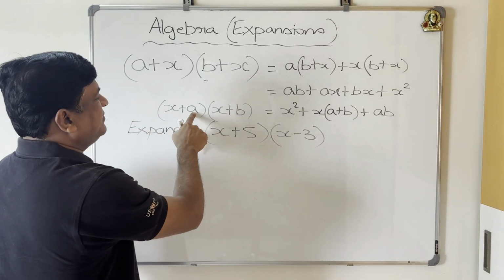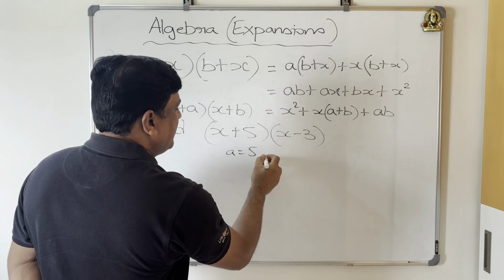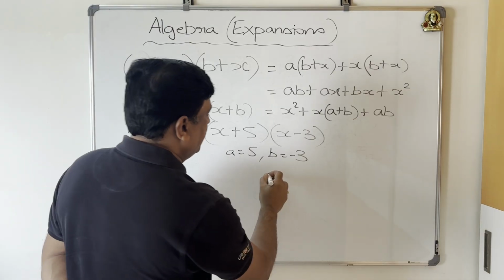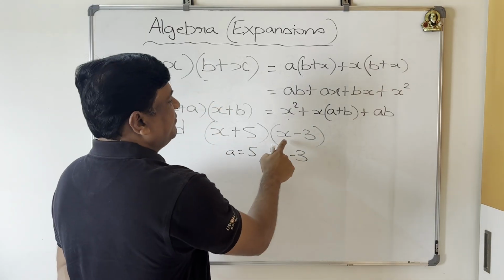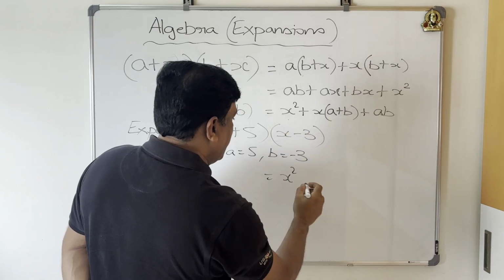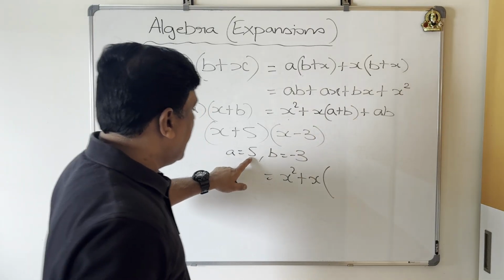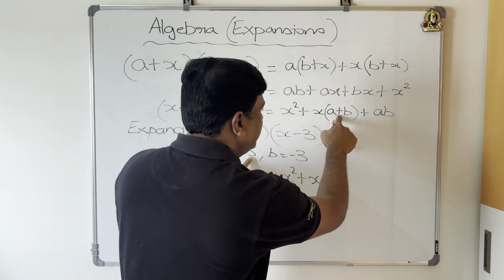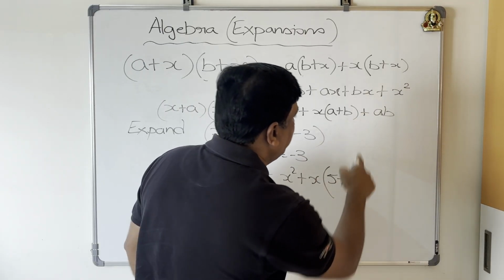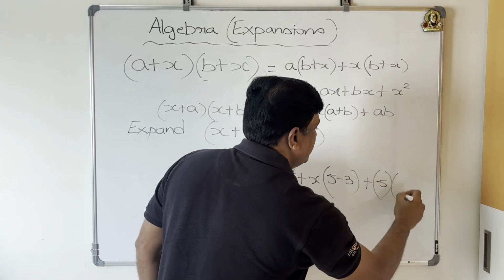What do you have? Plus a and plus b. What is a here? a is equal to 5 here and b is equal to minus 3 over here. I'm going to just replace that over there. So if this is x plus 5, x minus 3, I'm going to write it as x square, plus x, I'll leave it as plus x. In the bracket, what do you have? I have a 5, this is plus and this is minus, so it will become minus over here. And then I have a plus over here. This will be plus 5 times minus 3.